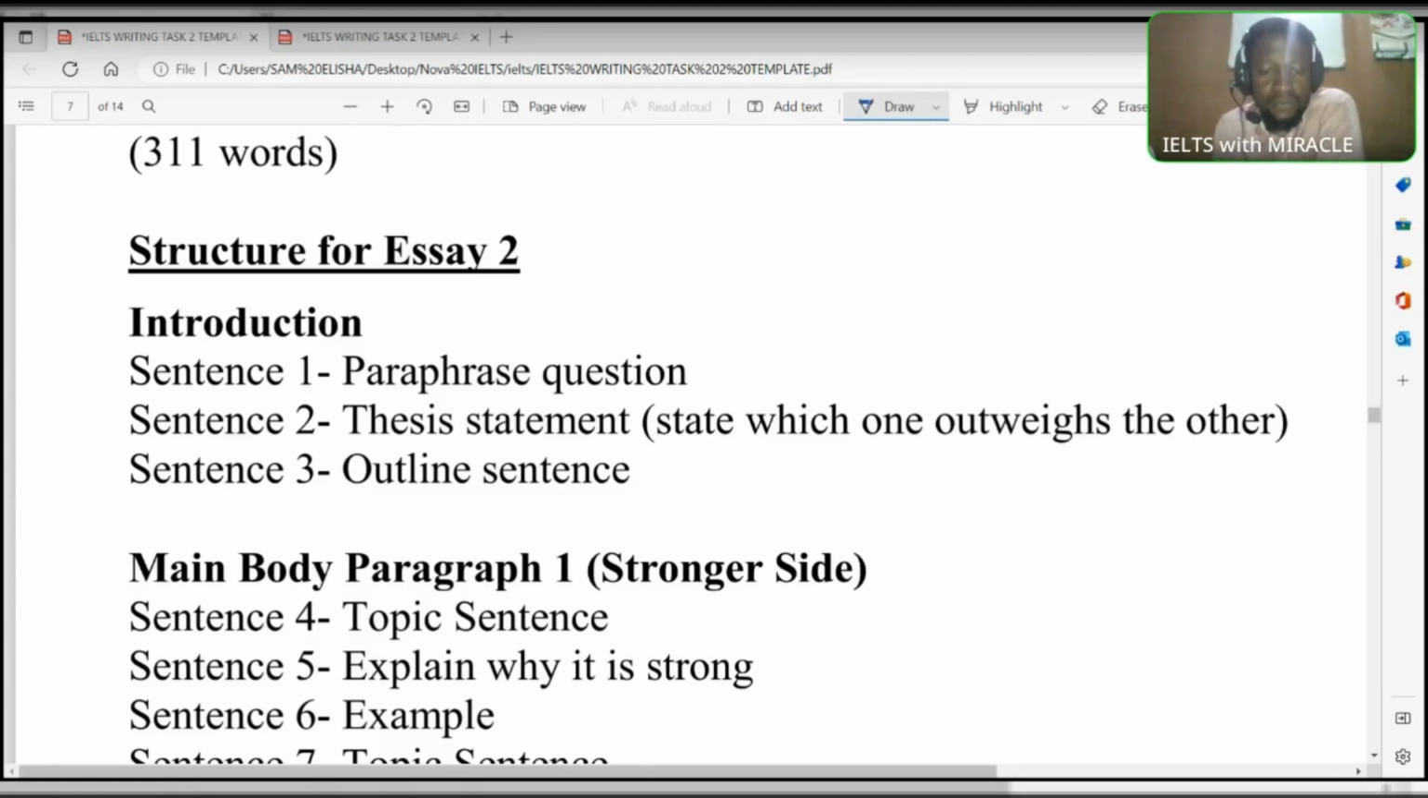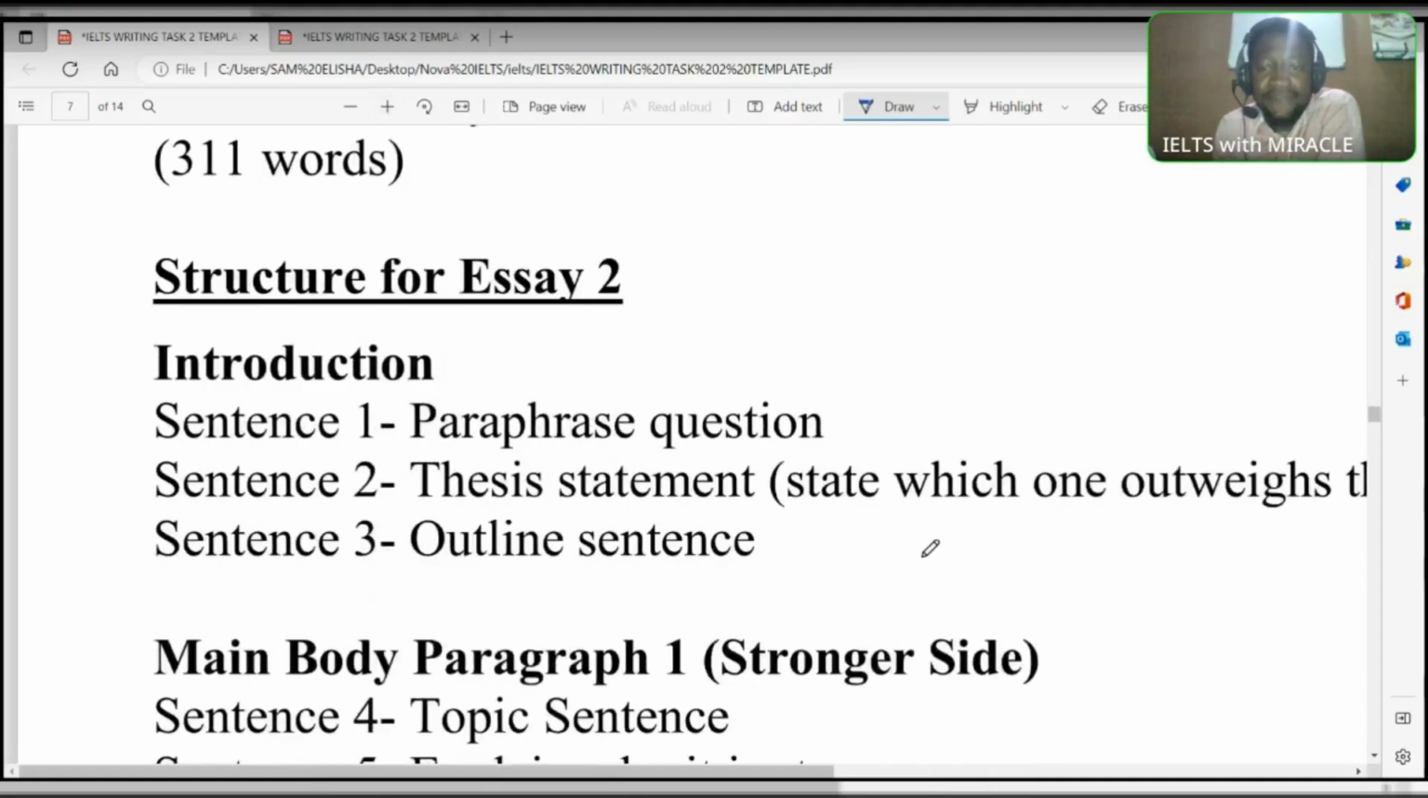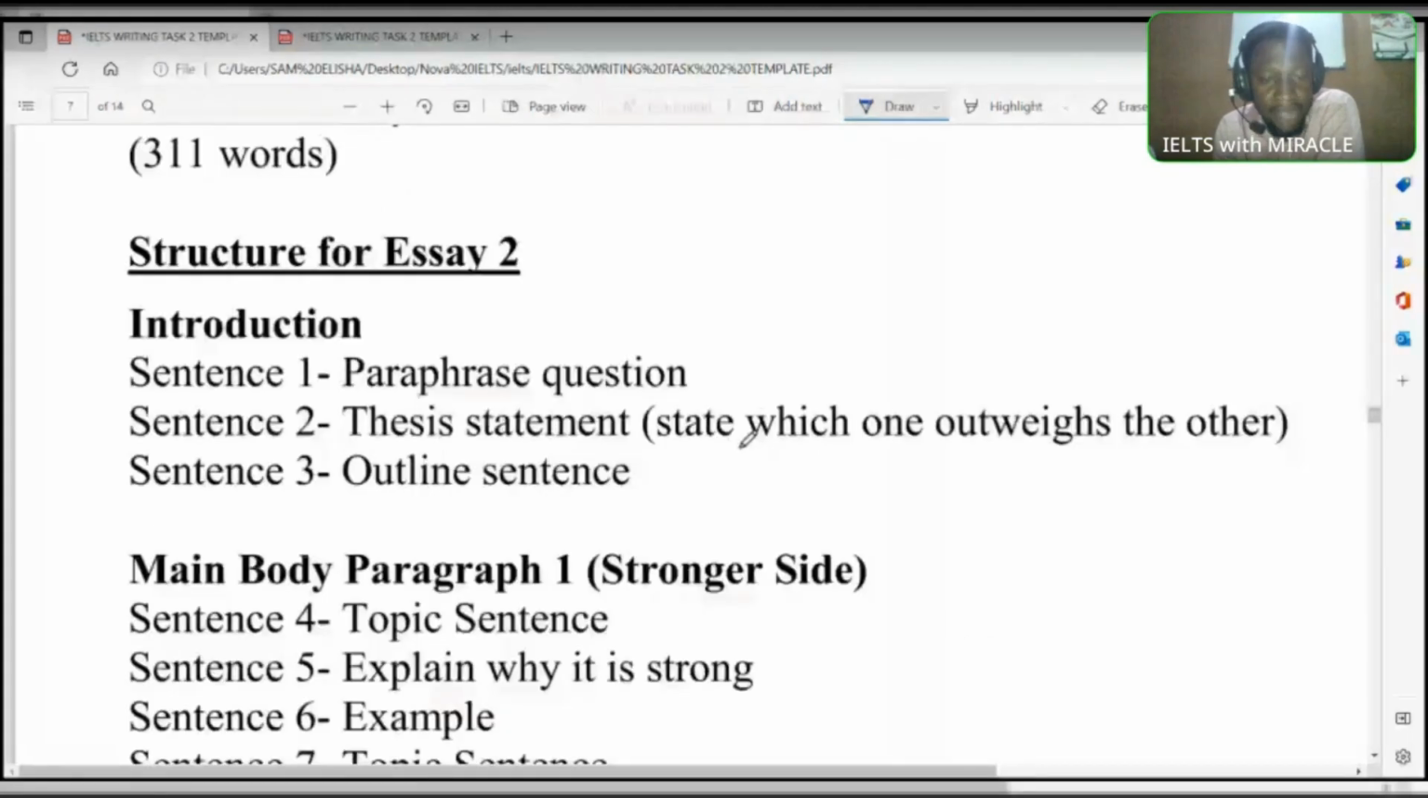So look at this question type. The question type here is, I told you, different argumentative questions. When they ask you, for instance, do the advantages outweigh the disadvantages? And I told you it follows the same structure. The introduction follows the same structure as agree or disagree.